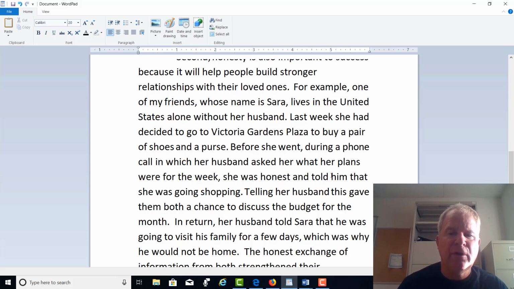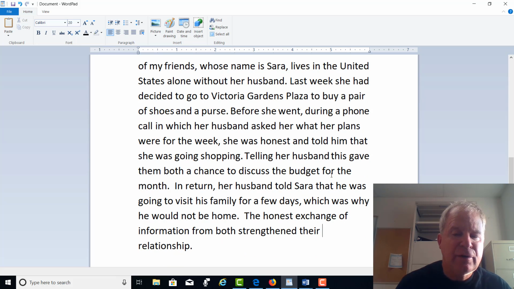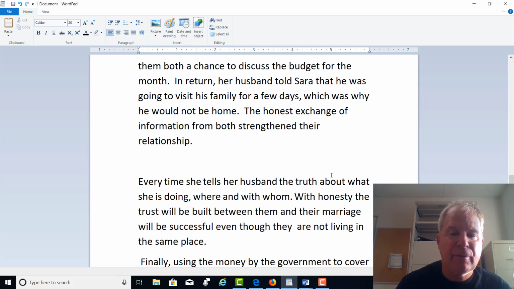I'll change this to him, and told him that she was going shopping. Telling her husband this gave them both a chance to discuss the budget for the month. In return, her husband told Sarah that he was going to visit his family for a few days, which was why he would not be home. The honest exchange of information from both strengthened their relationship.